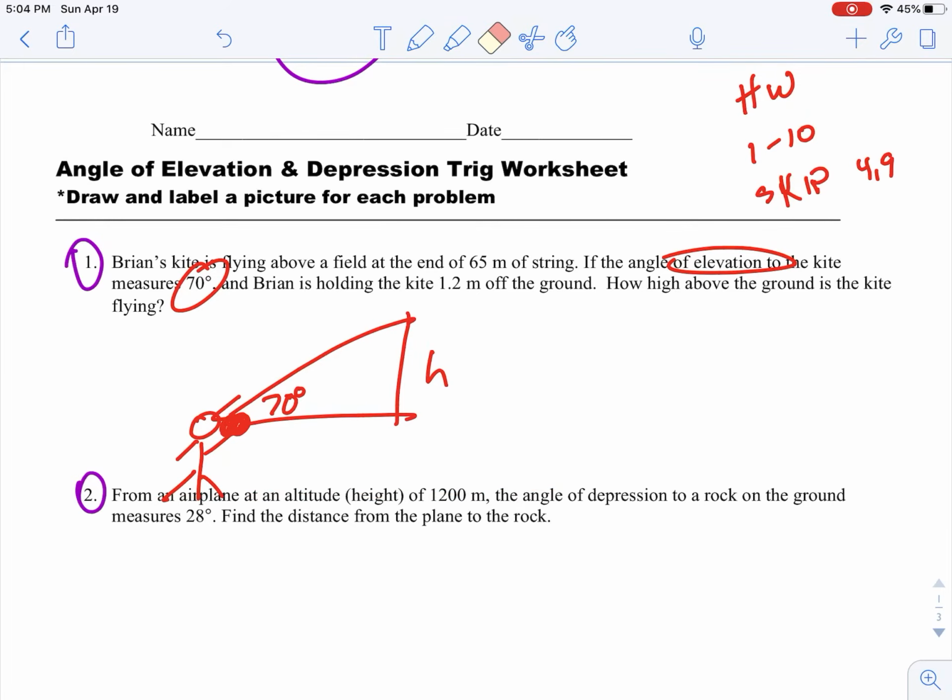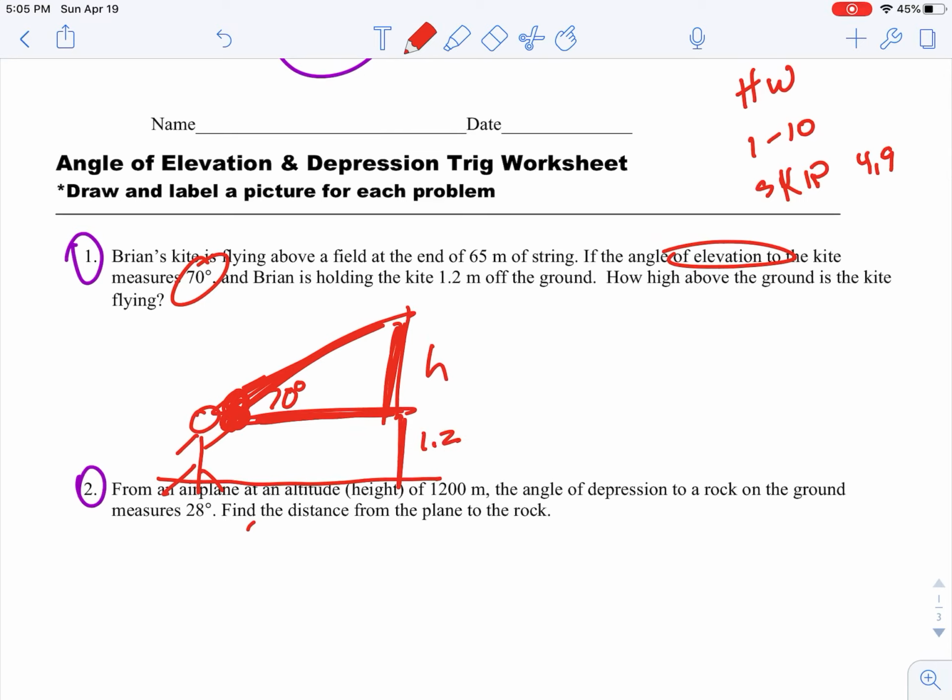Well, let me erase that so we don't mess up the next question. Here's the ground, but your triangle is up in the air, because the kite string stops at your hand, not at the ground. So Brian is holding the kite 1.2 meters off the ground. So this is 1.2. We're going to find our height, and then we're going to add height plus 1.2 at the end. Height plus 1.2, and that's going to be our answer at the end.